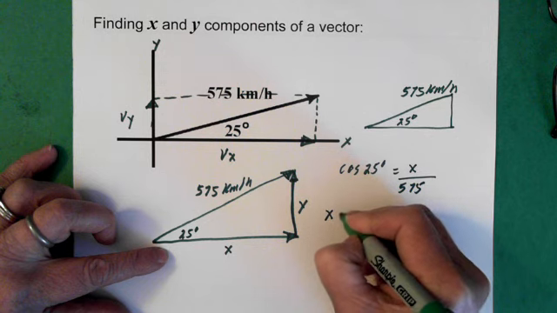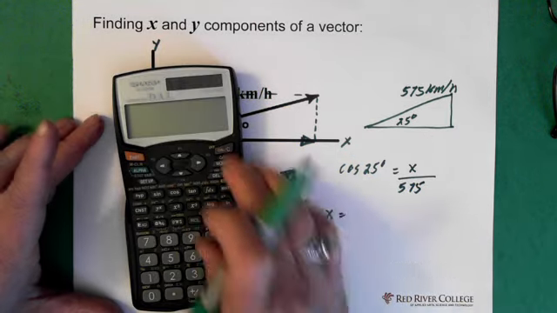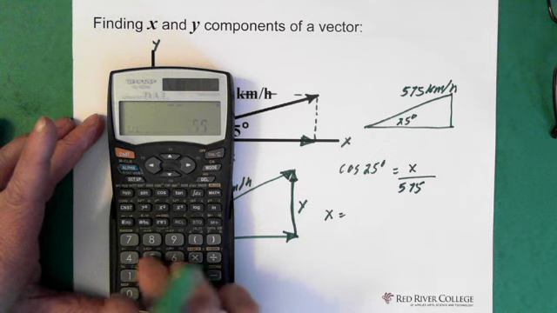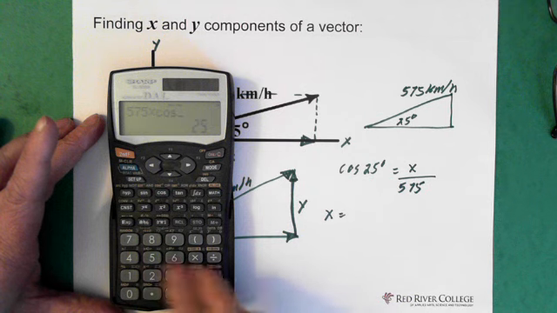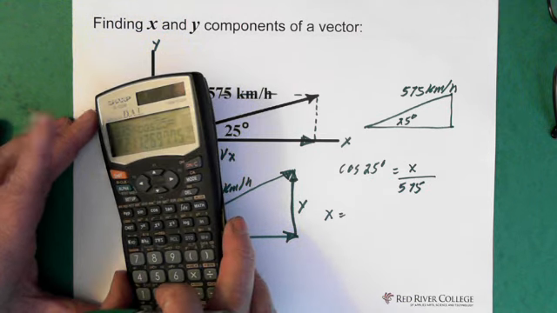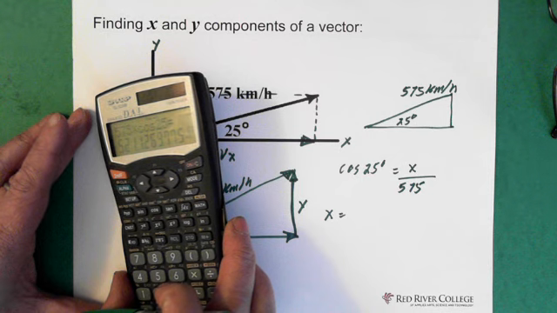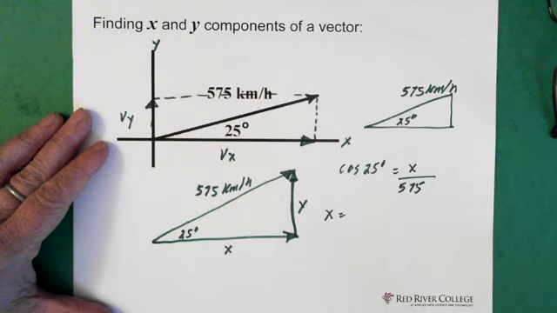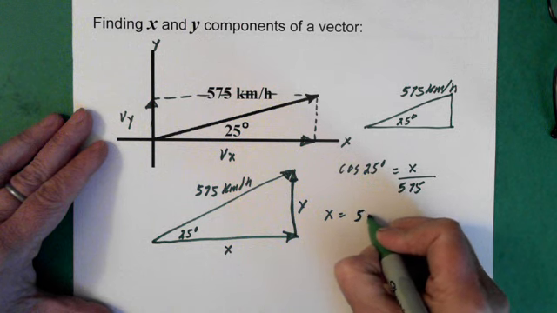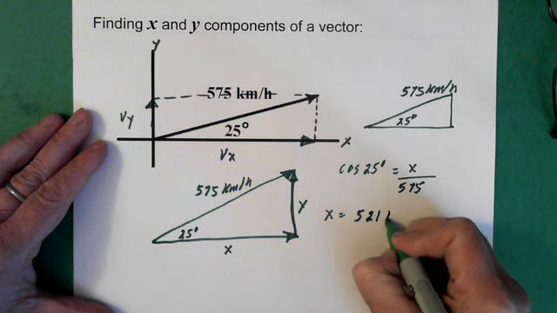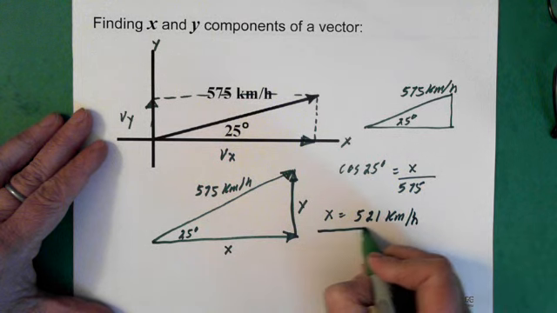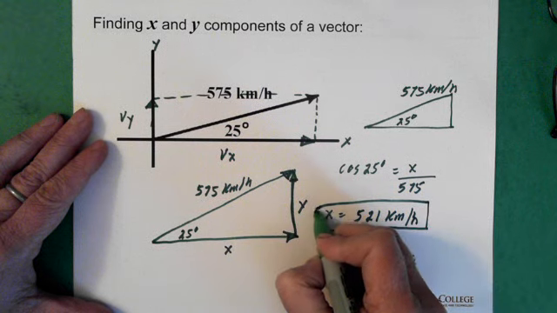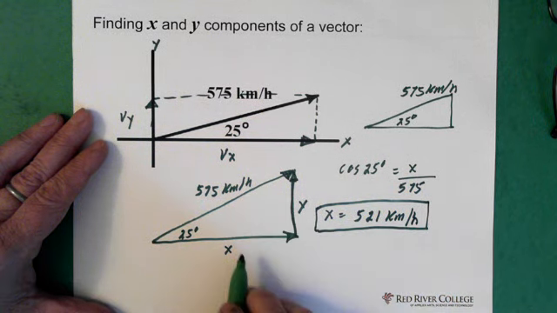So x equals 575 times cos 25 equals 521. Let's go with 521. So in the x direction, it's 521, and the units are kilometers per hour. So that's our x component of this vector. Right here, 521 kilometers per hour.